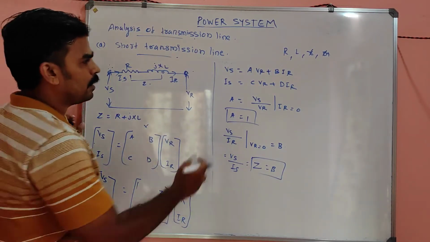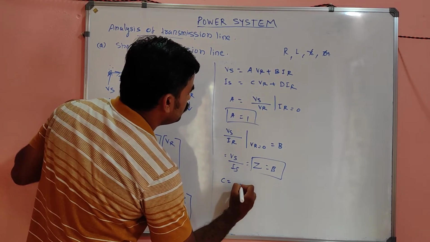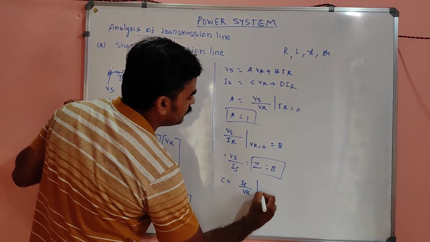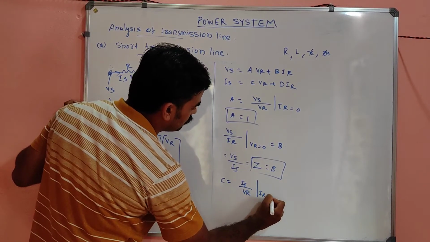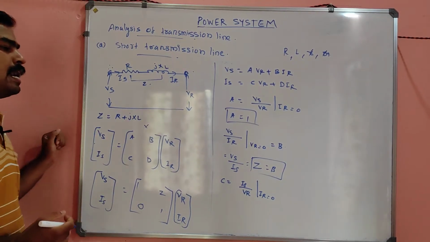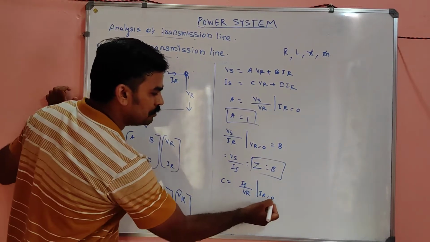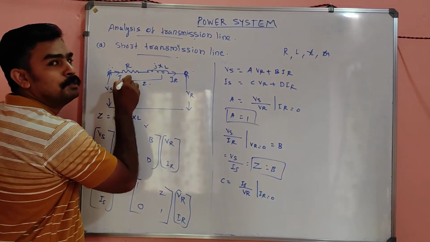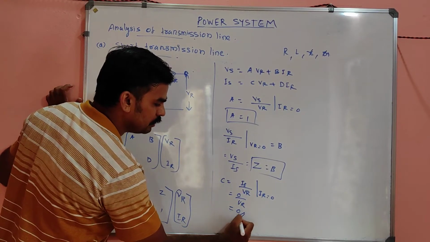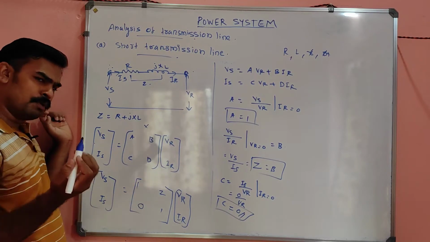So clear? Next, C. C is nothing but, my dear, Is by VR at IR equal to 0. That means again you have to make IR equal to 0, and if IR equal to 0, Is is also equal to 0. So simply 0 by VR, my dear, simply 0. So you obtained again C. C is equal to 0.